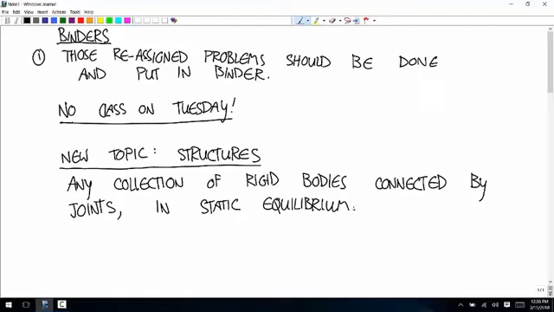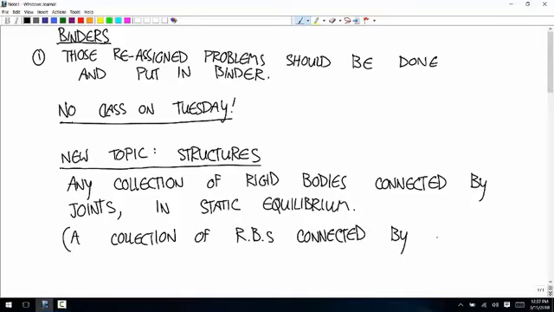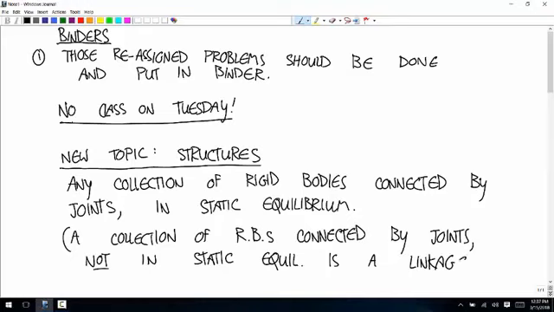If you have a collection of bodies that aren't in static equilibrium that are connected by joints, that's something we talk about in dynamics, and that's called a linkage. So, in parentheses, a collection of rigid bodies connected by joints that's not in static equilibrium is called a linkage. Okay, so we're doing structures.